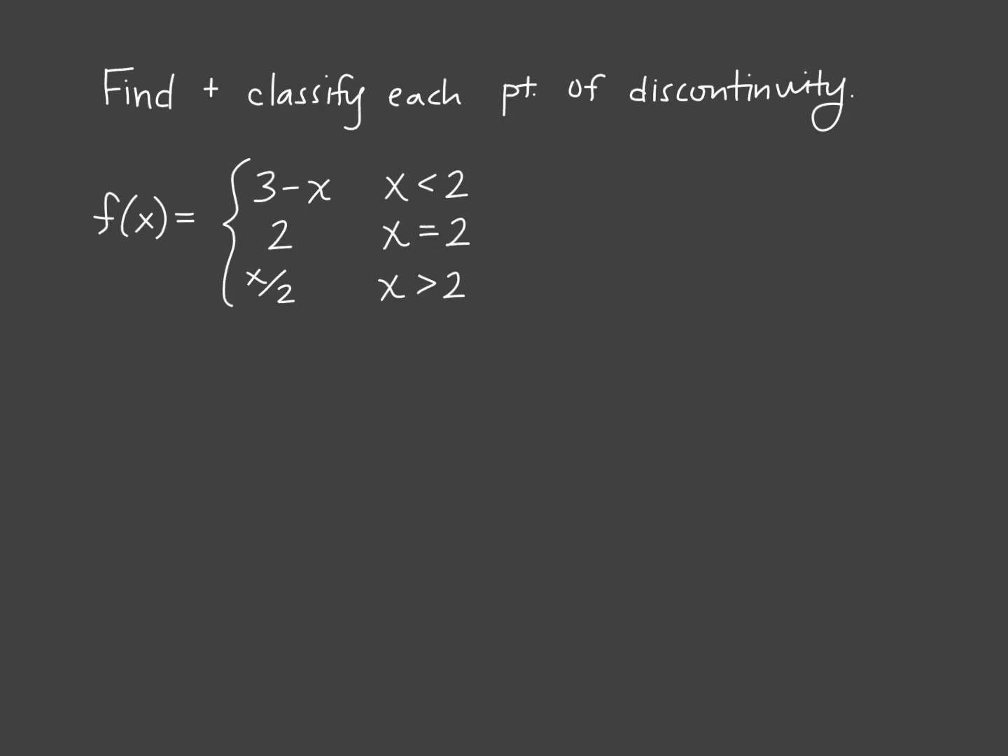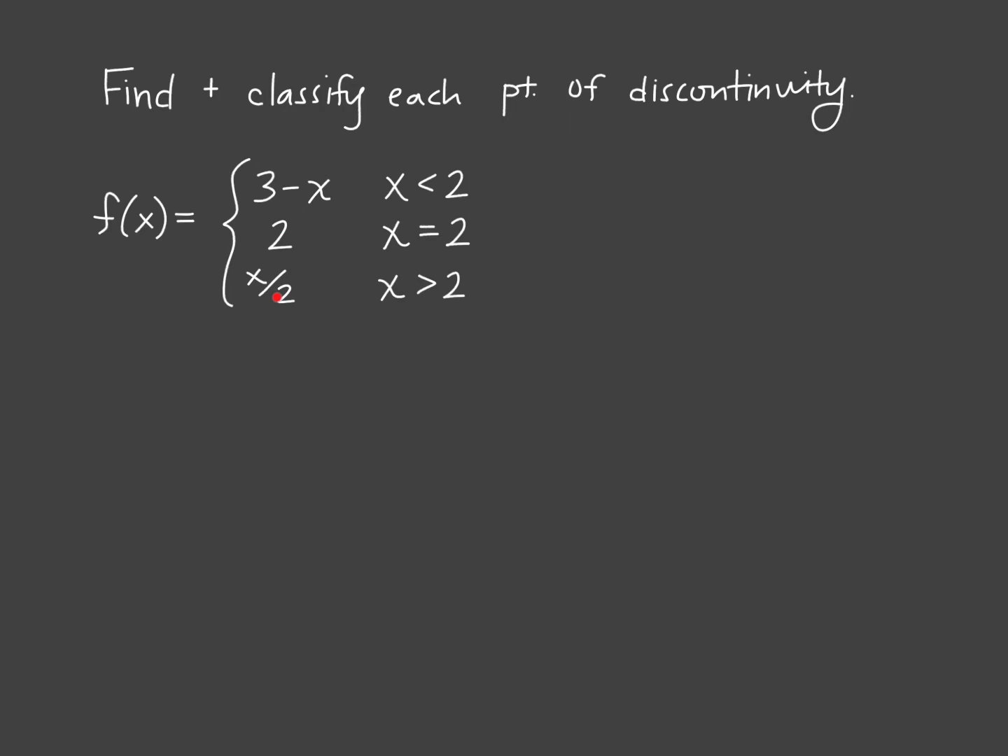All right, let's take a look at this one here. We want to find and classify a point of discontinuity. Well, this is a piecewise function. We could graph it, and you can definitely graph this in Desmos. But if we want to just take a look at where the potential point of discontinuity would be, it's clearly at 2. 2 is the breaking point of this piecewise graph.